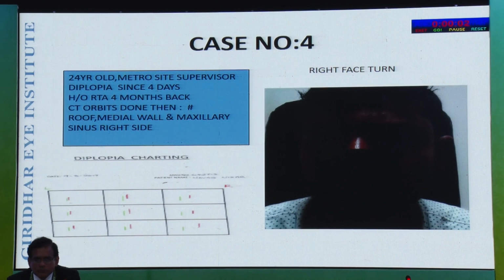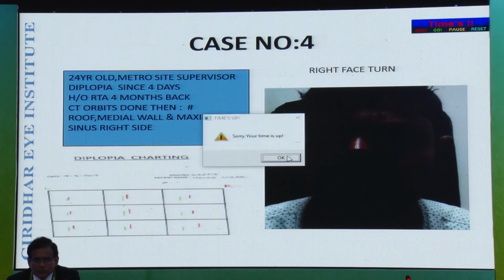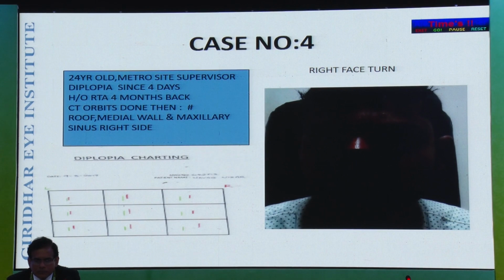This is case number 4. This was a 24-year-old metro site supervisor with diplopia since 4 days. He had an RTA 4 months back, and a CT orbit was done then, showing a fractured roof, medial wall and maxillary sinus on the right side. But he never had diplopia at that time; the diplopia started only 4 days ago.